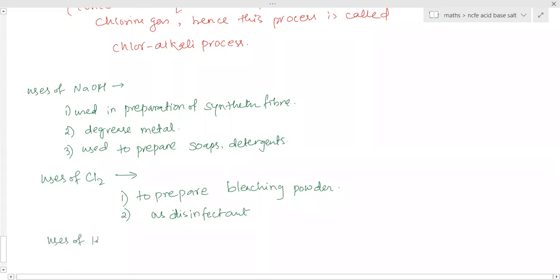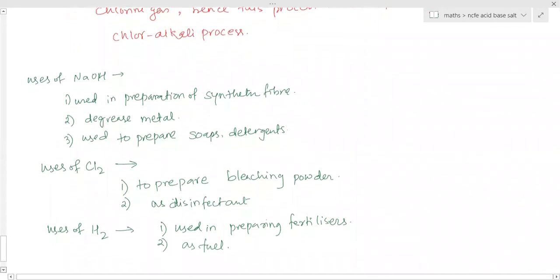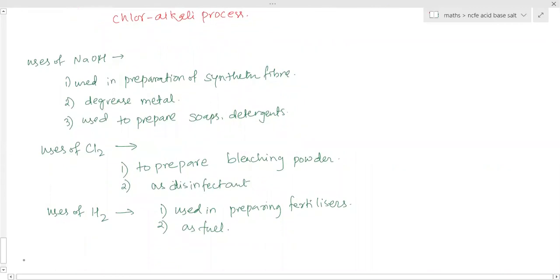Uses of hydrogen. It is used in making fertilizers. Used in preparation of fertilizer. With ammonia, it combines and fertilizer is prepared. Second, it is used as fuel. Rocket fuel generally. Hydrogen gas is highly exothermic. That is actually the high calorific value hydrogen gas has. So therefore, it is also used as a fuel.